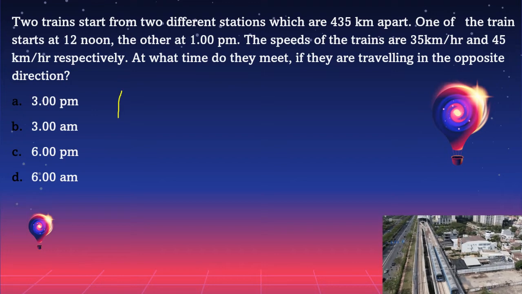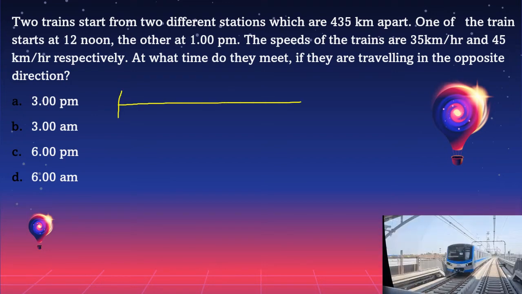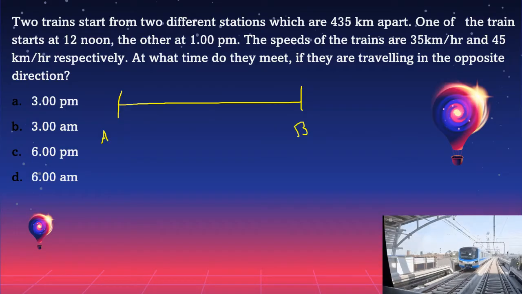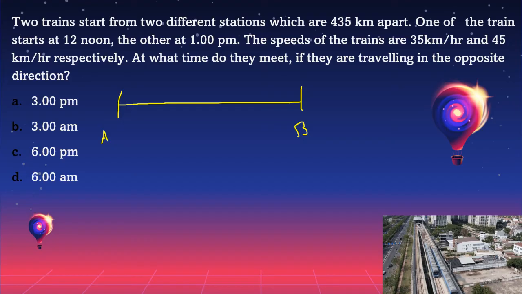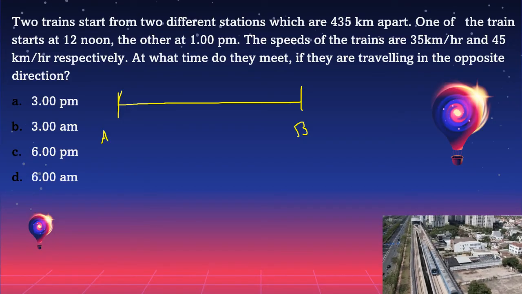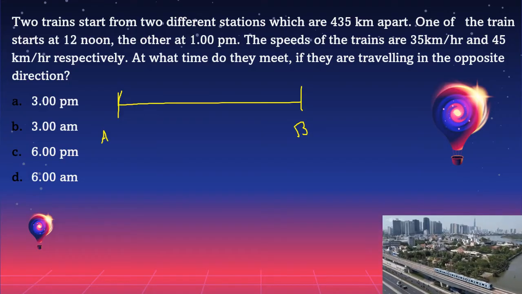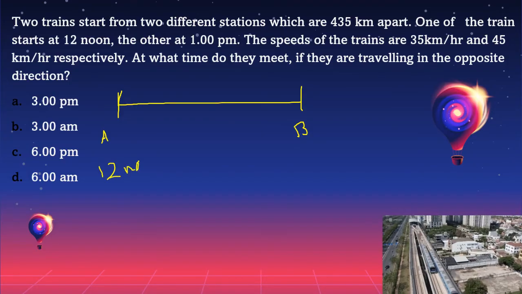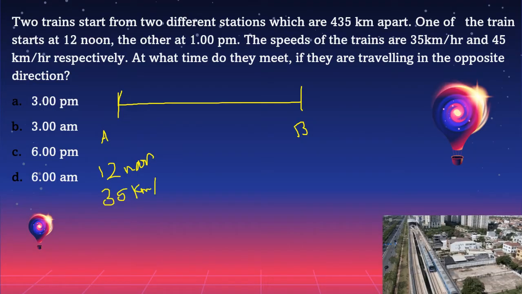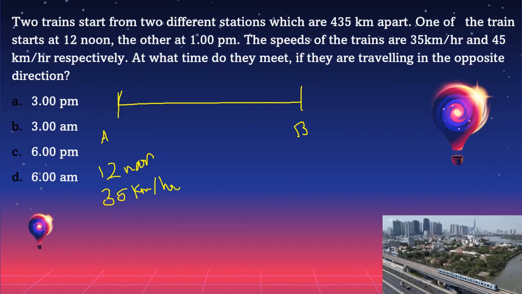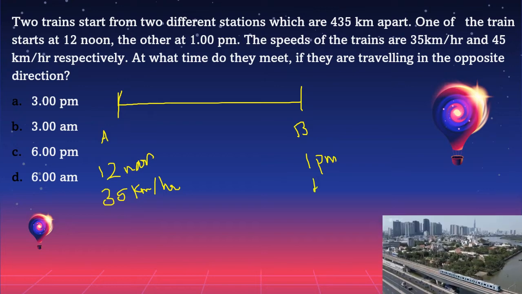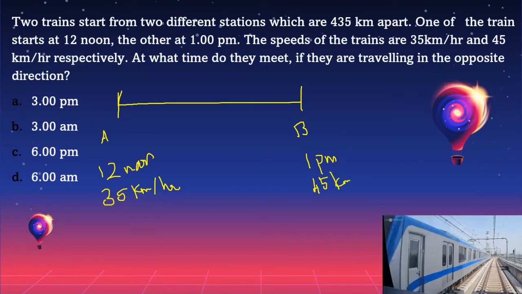So again, let us take that there are two trains. I'm going to take this as station A and this as station B. There are different methods to solve this question. Let's solve it in the maximum time possible. So point A and point B. Here the train starts at 12 noon and travels at a speed of 35 kilometers per hour. And from station B, the train starts at 1 p.m. and it travels at a speed of 45 kilometers per hour, isn't it?